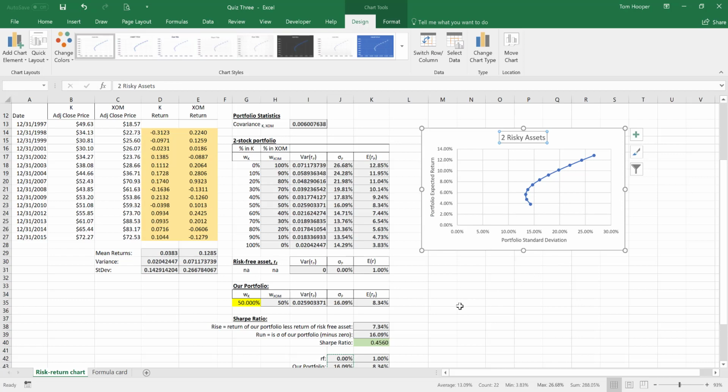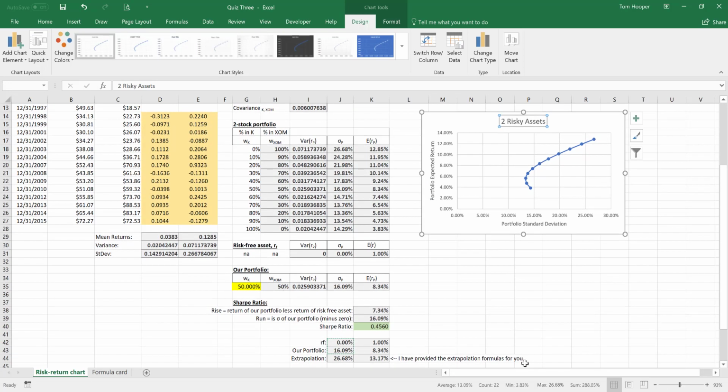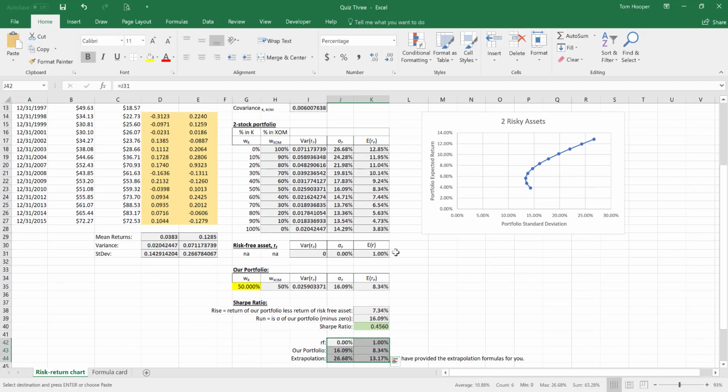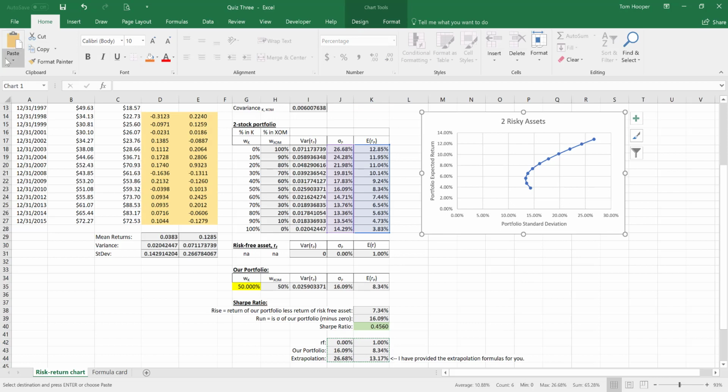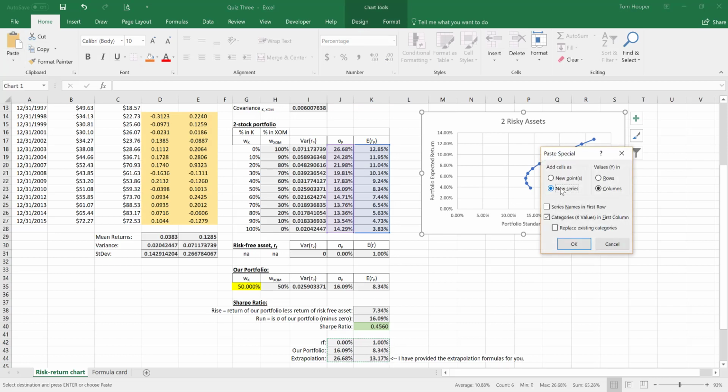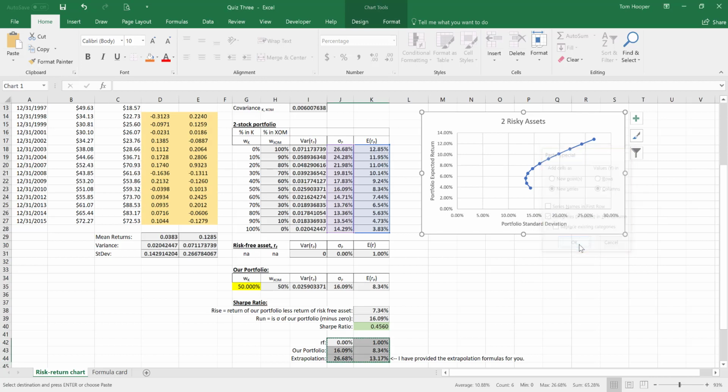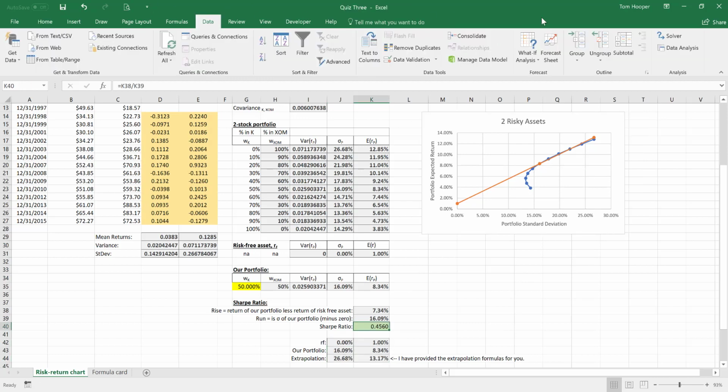and then we can add the capital market line by highlighting these 6 cells, Control C for copy, choose the chart, paste special, these are new series, and the category X values are in fact in the first column. Even though it looks like it, those lines are not tangent, so we want to use solver to maximize the Sharpe ratio.